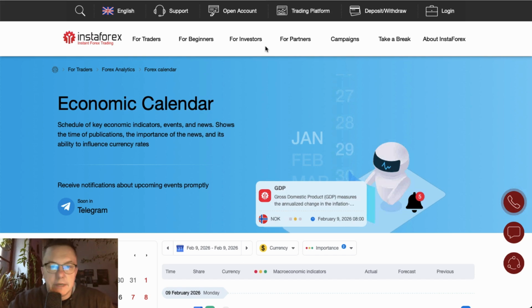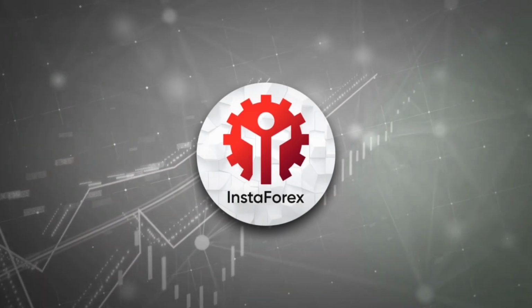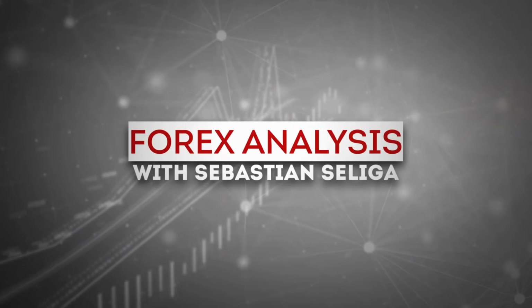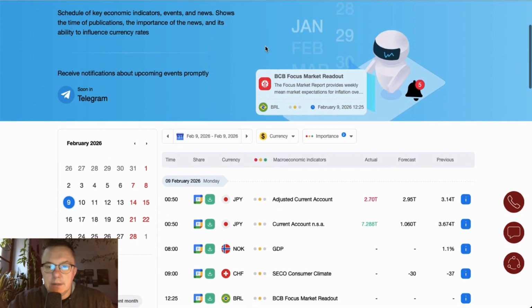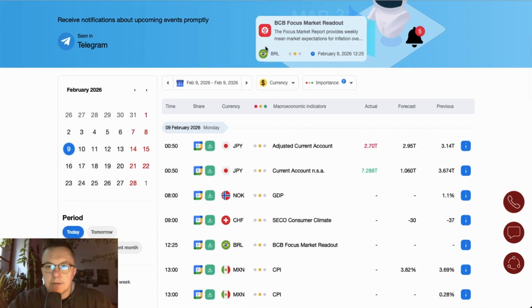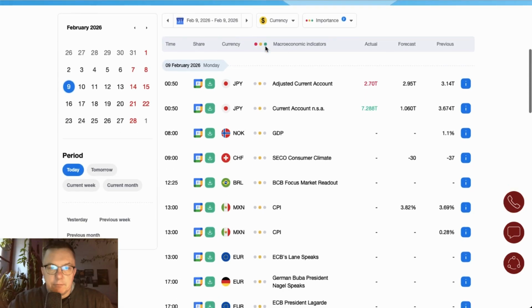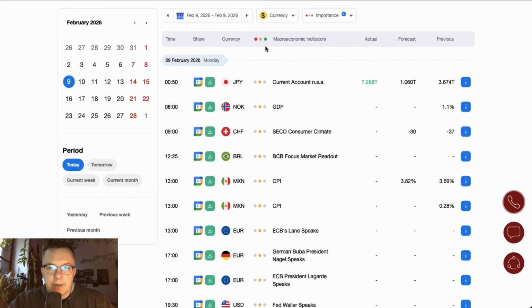Today is Monday, February 9th, 2026. Let's take a look at the Forex economic calendar for today. So what do we have here for today? We got the Asian data, adjusted current account. Wasn't expected, 3.14 trillion yen down to 2.70 trillion yen. So bunch of data from Japan.